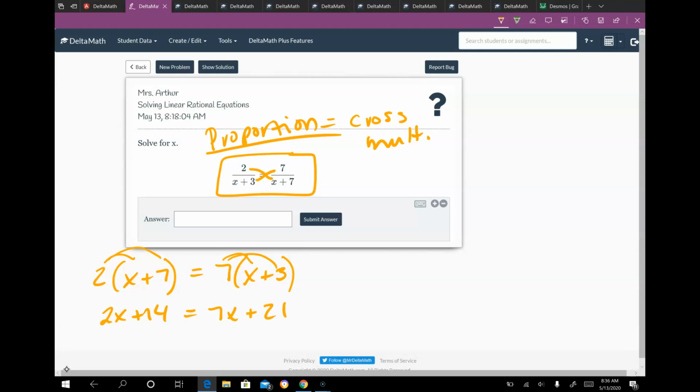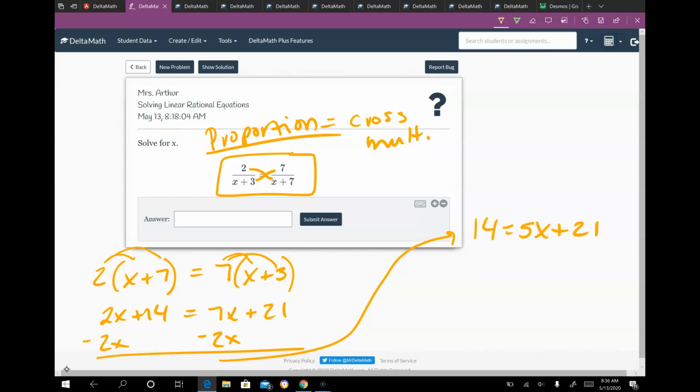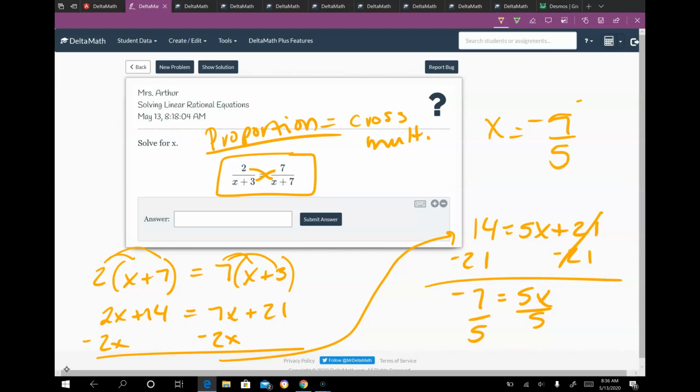Get your x's on one side, so I'm going to subtract 2x. I get 14 equals 5x plus 21. Subtract the 14. Oh, I'm sorry, don't subtract the 14. I'm going crazy. Subtract the 21 from both sides. So 14 minus 21, I get negative 7 equals 5x. Then divide by your 5, and x equals negative 7/5.